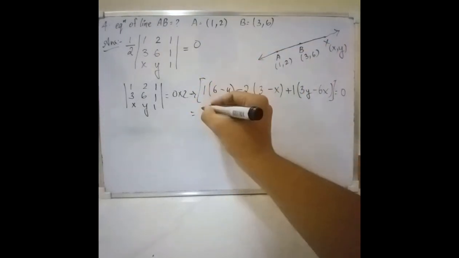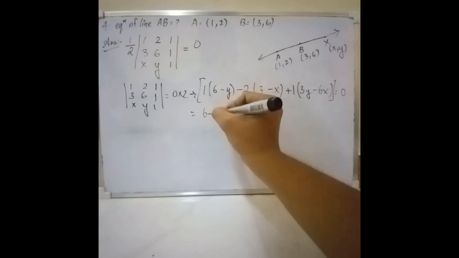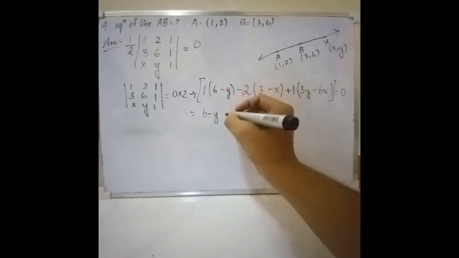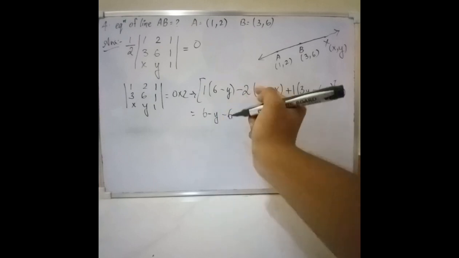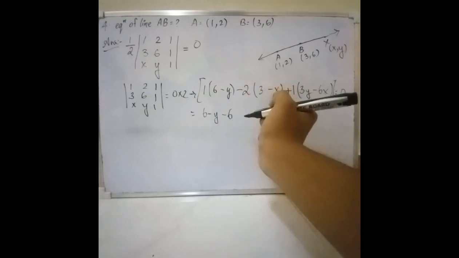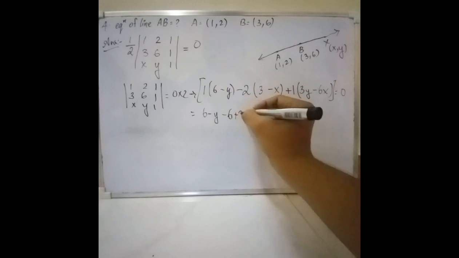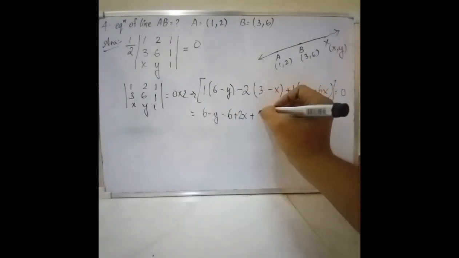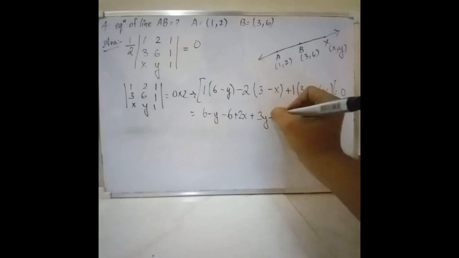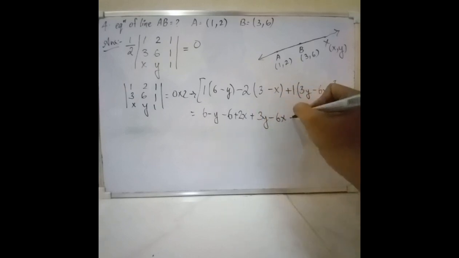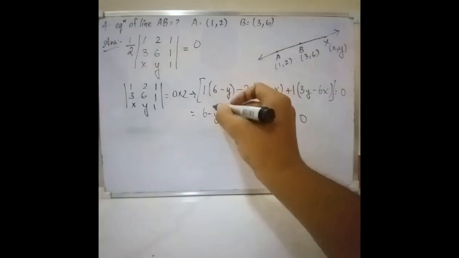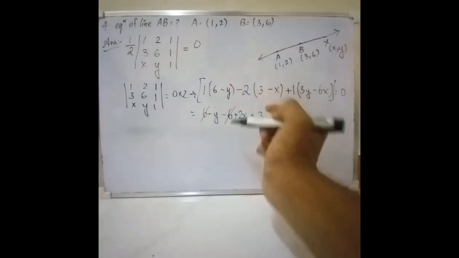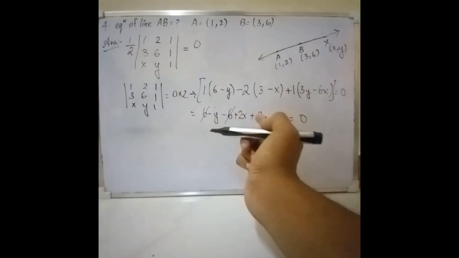Now 1 multiplied by anything would be that thing itself, 6 minus y, then minus 2 into 3 would be minus 6, then minus 2 into minus x would be plus 2x, then 1 multiplied with anything would be the thing inside itself, and this has to be equal to 0. So now if you check, 6 and minus 6 would cancel each other out. Now you can do the calculation.